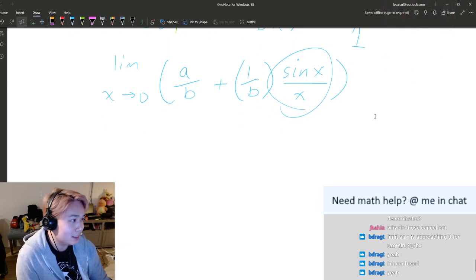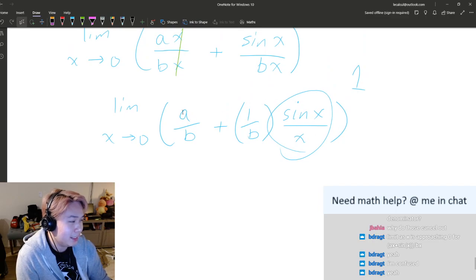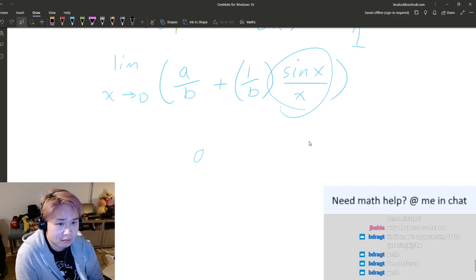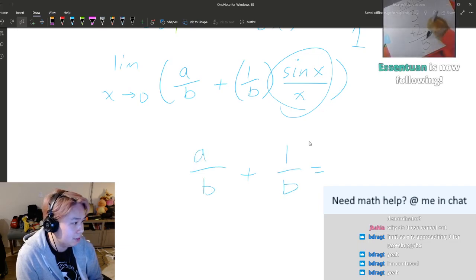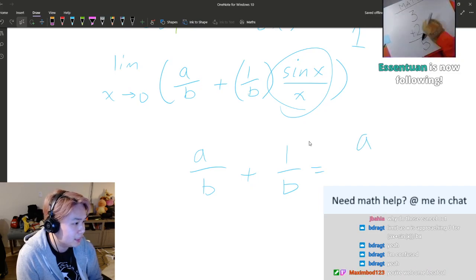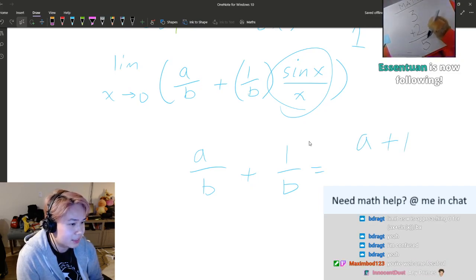So basically this entire limit is just going to be a over b plus 1 over b. And then if you want to, you can just put these together as a plus 1 over b.